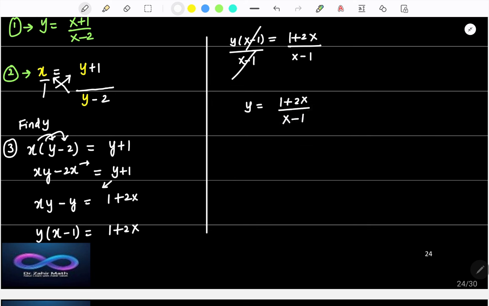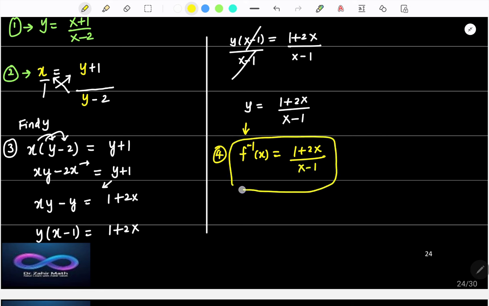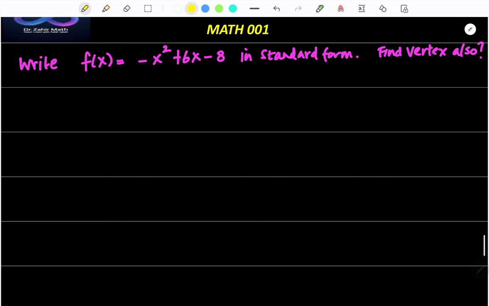Clear? Right. So solve for y. Step number 4. What is step number 4? Put y equals f inverse of x, which is equal to 1 plus 2x divided by x minus 1. This is your inverse. Clear all of you? So simple, right? Let's go to the next question.